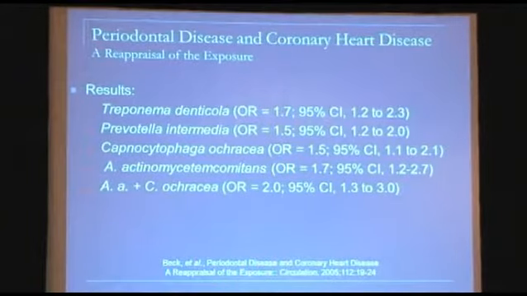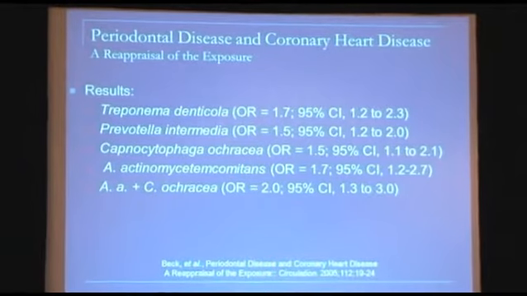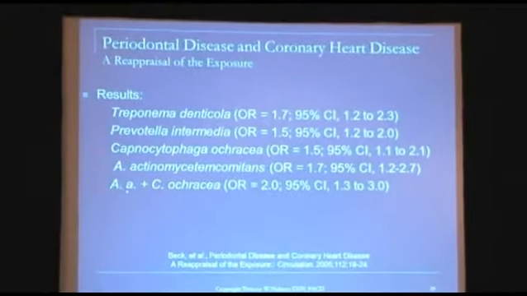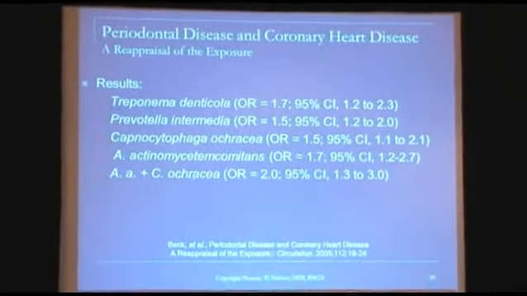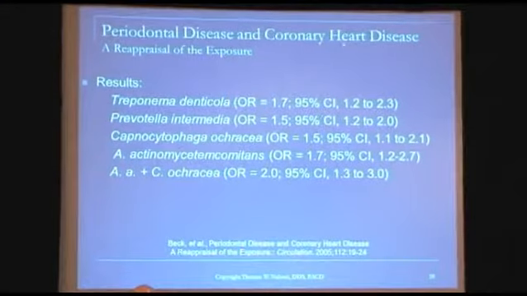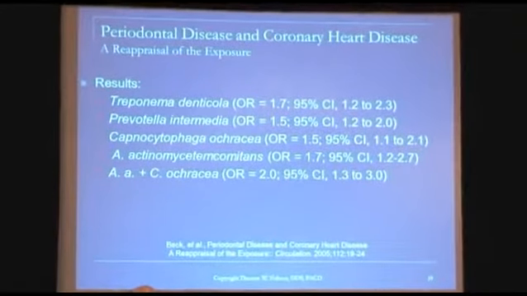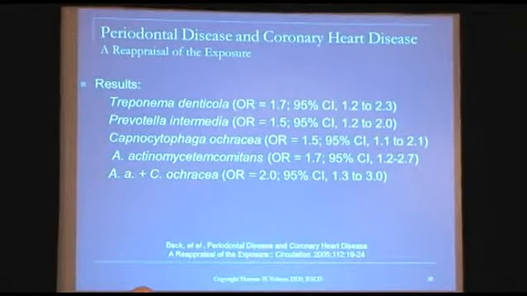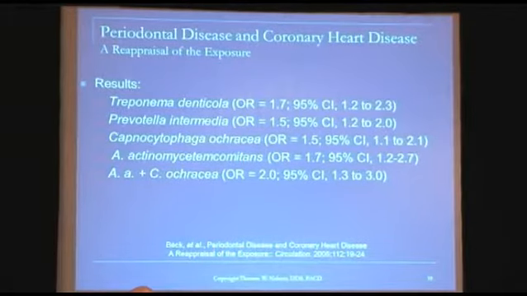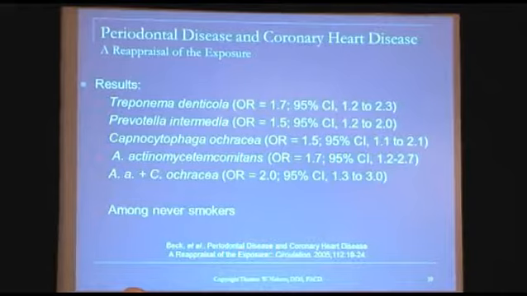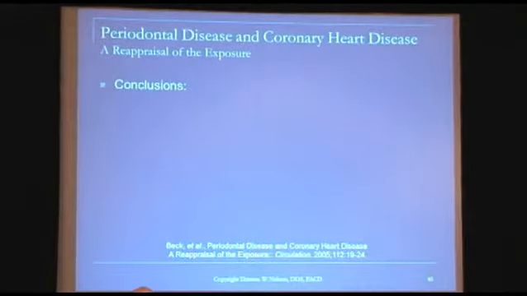And when you add the two together, as was asked here earlier by a physician colleague, is there any synergistic relationship? If we add AA and CO together, the odds ratio of having coronary heart disease is actually larger than any of the single combinations of the microorganisms that are there. We certainly know that's true in periodontal disease too. There's a synergistic effect, but apparently there's a synergistic effect too, even in never smokers, of having coronary heart disease.